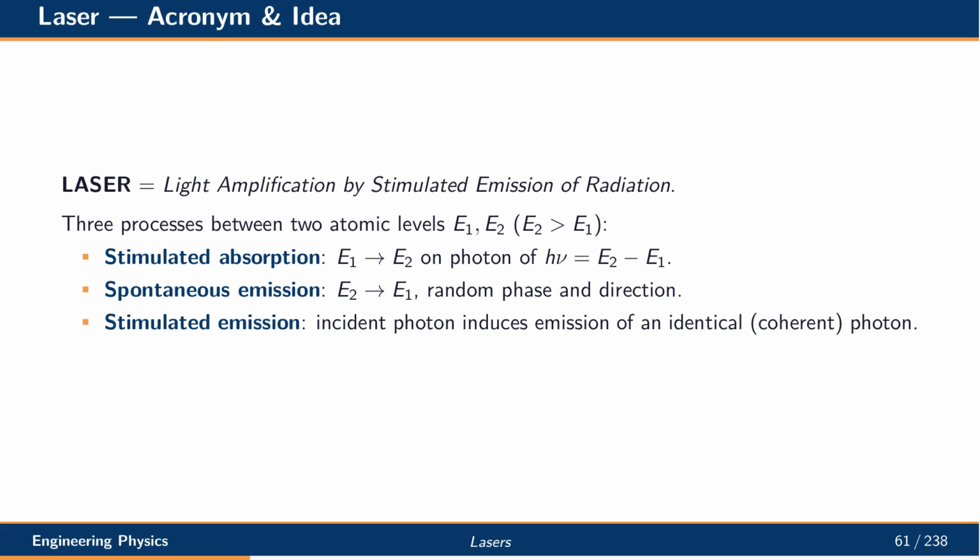Stimulated absorption raises an atom from the lower to the upper level on absorbing a photon. Spontaneous emission drops an atom from the upper level with random phase and direction. Stimulated emission, the key to laser action, produces an identical coherent photon when an incoming photon triggers a downward transition. It is this coherent amplification that makes the laser possible.